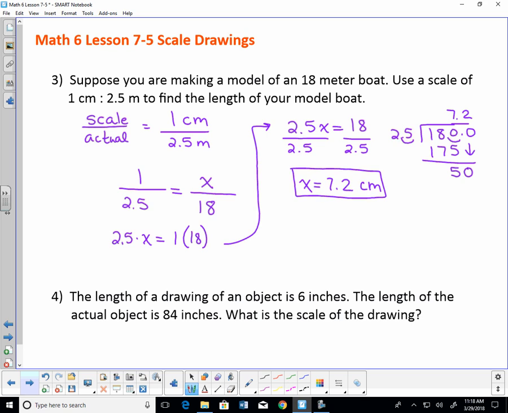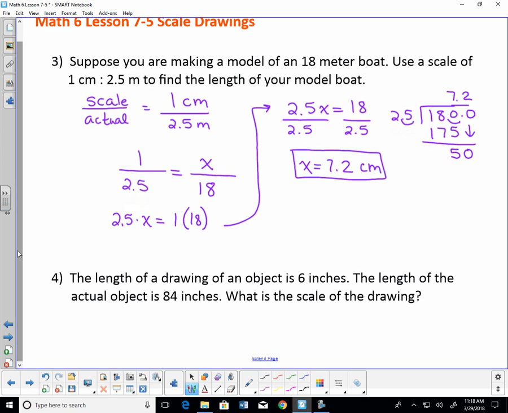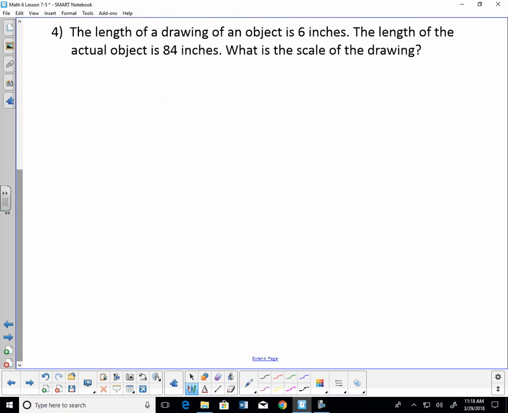Number 4. The length of a drawing of an object is 6 inches. The length of the actual object is 84 inches. What is the scale of the drawing? So we have the scale to the actual. The scale is 6 inches, while my actual object is 84 inches. I need to figure out the scale of the drawing, which means I'm going to take 6 over 84 and I'm going to reduce that to lowest terms.